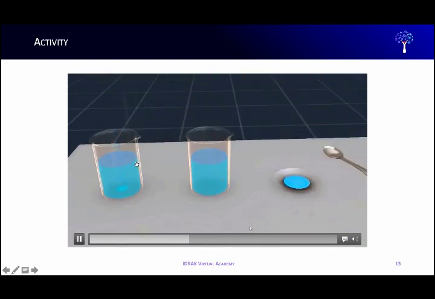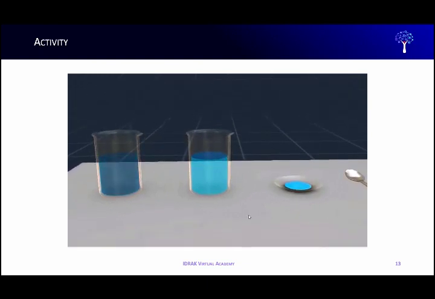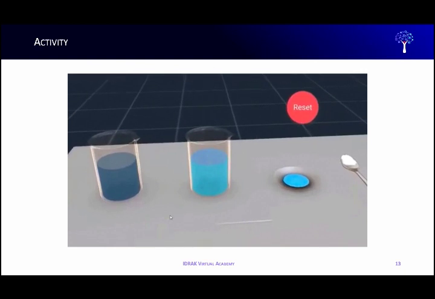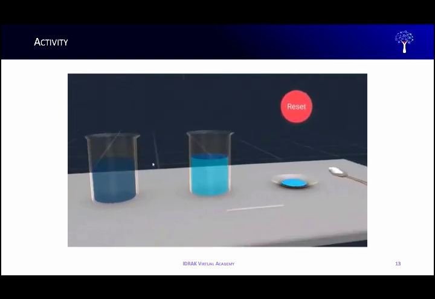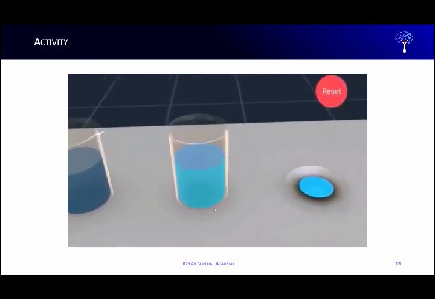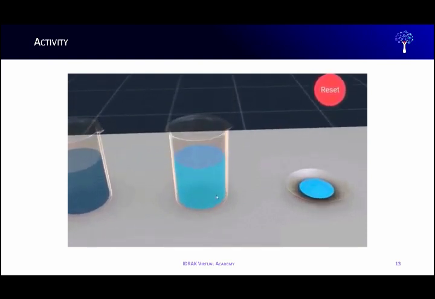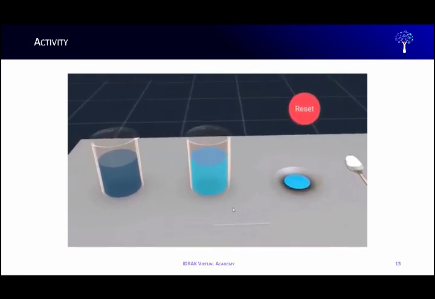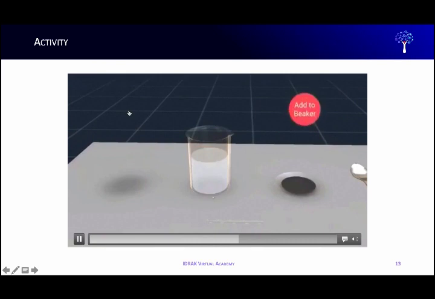We add again another spoon to beaker B, and we see that even though it's more concentrated, it still has a uniform composition. So this looks like a homogeneous mixture, and we cannot see the particles of copper sulfate.